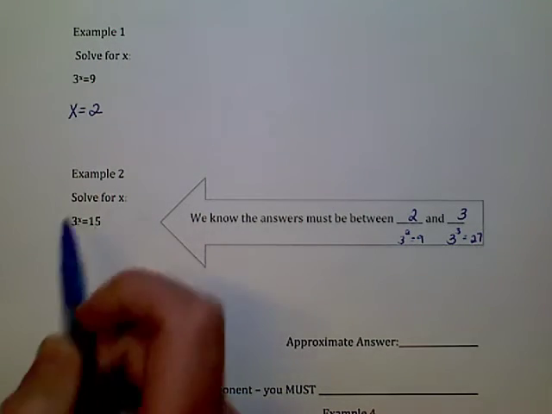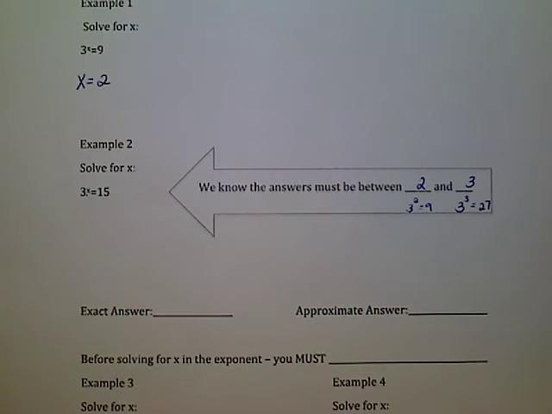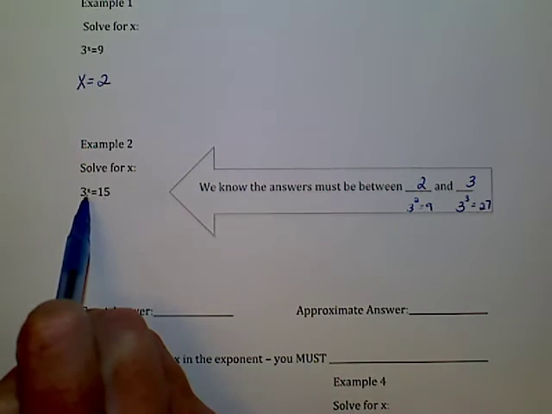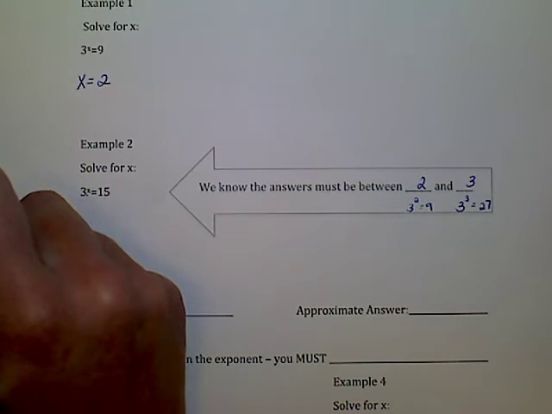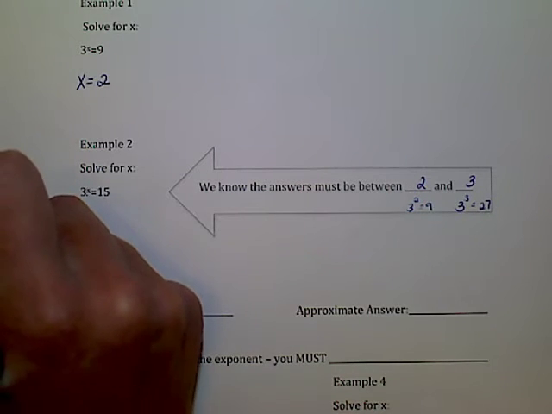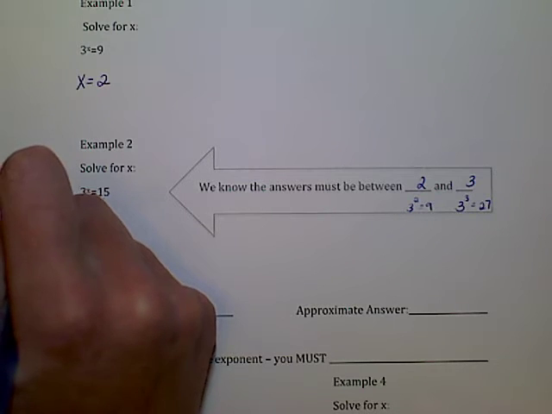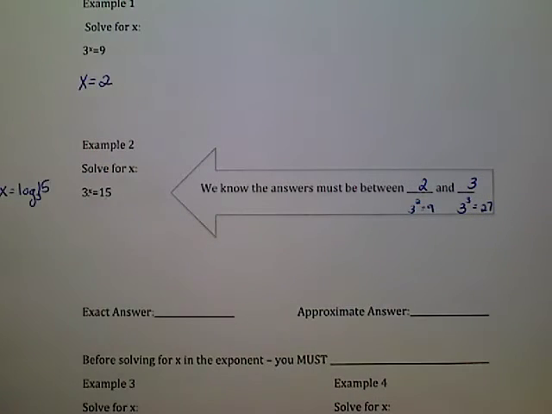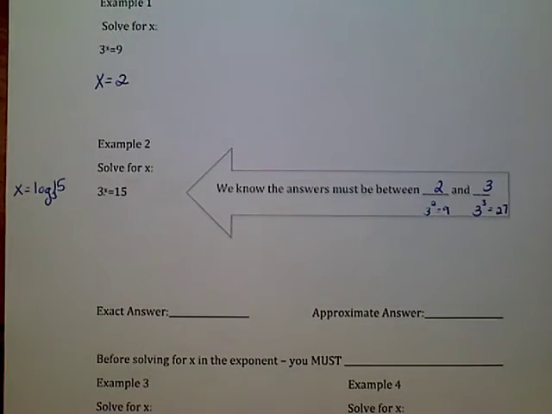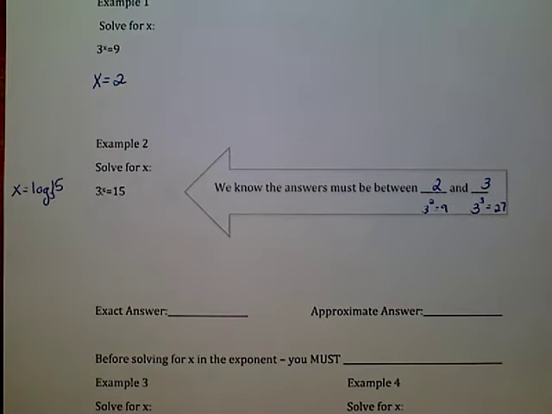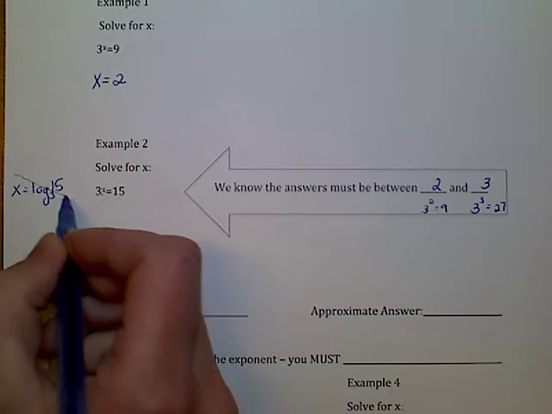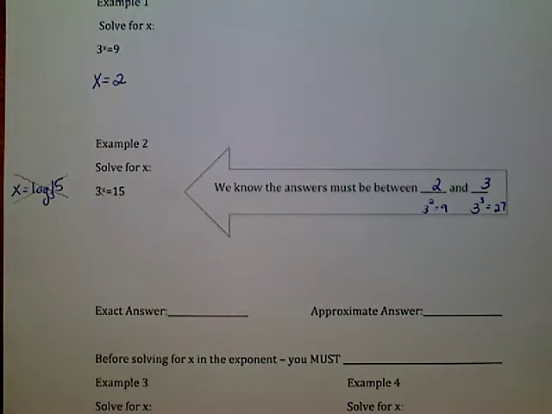Now, in the past, one thing that we would sometimes do is rewrite the function in log form, but that won't necessarily help me here either. In log form, that would be x equals log base 3 of 15, and the issue is I can't plug that into my calculator. It has a base of 3. So we need a new method.